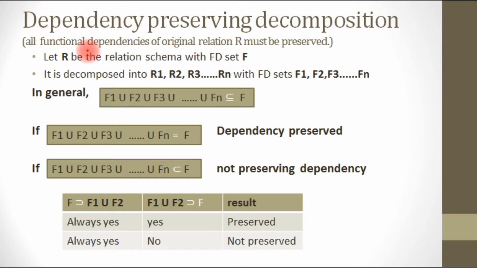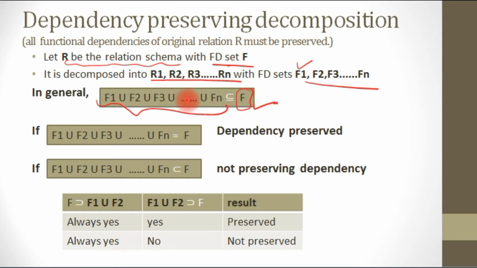Now, let's see dependency preserving decomposition. All the functional dependencies of original relation R must be preserved. Let R be the relation schema with FD set F, and it is decomposed into n relations with n FD sets. In general, if you perform union on all the functional dependencies of all the subrelations, then it is the subset of the original functional dependency set. Why? Because all the functional dependencies of all the subrelations are only derived from F.